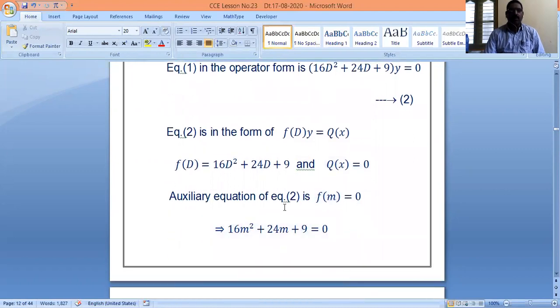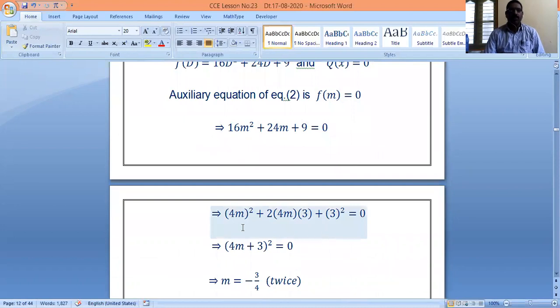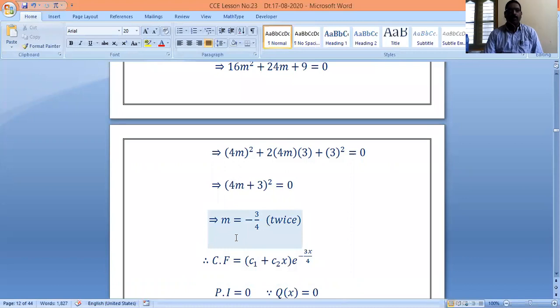Auxiliary equation of equation 2 is f of m is equal to 0. That implies 16m square plus 24m plus 9 is equal to 0. That implies (4m) whole square plus 2 into 4m into 3 plus 3 square is equal to 0. It is in the form of a square plus 2ab plus b square. Therefore, this equation can be written as (4m plus 3) whole square is equal to 0. That implies m is equal to minus 3 by 4 twice.